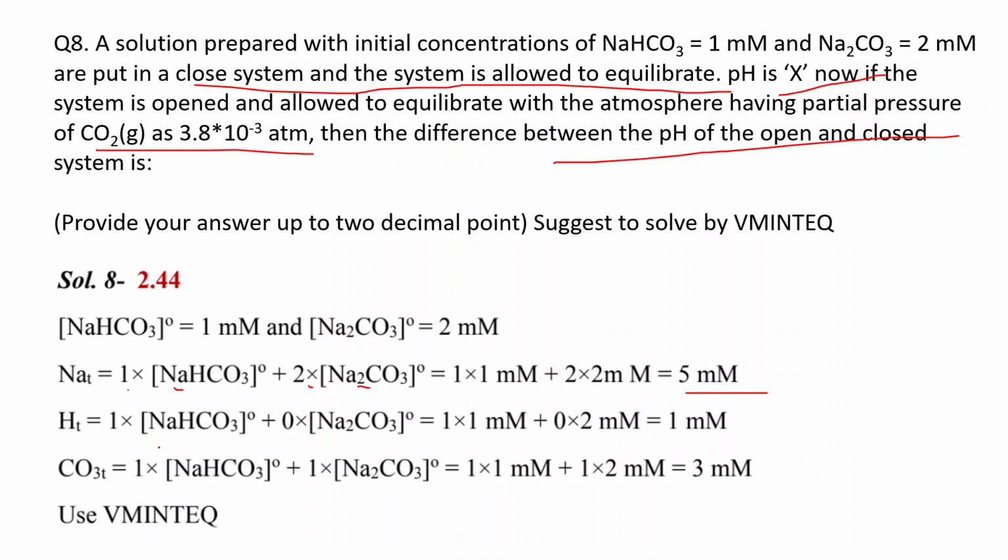And what is H plus? H plus is coming from NaHCO3 and nothing is coming from Na2CO3. So we got 1 millimolar. And CO3, how it is coming? NaHCO3, Na2CO3. So we got 3 millimolar. So we will use Visual MINTEQ. This is a closed system.